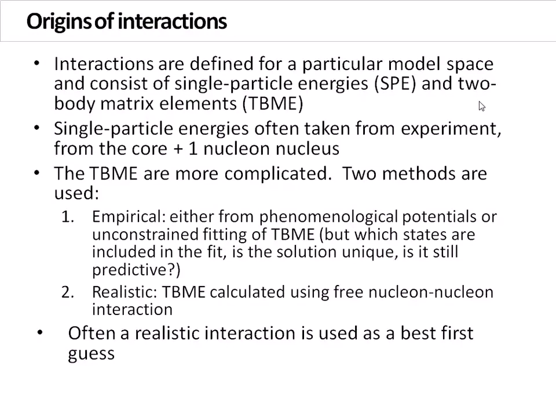There's some question whether, if you're fitting them in this way, it's still predictive to do a shell model calculation. But it depends which nuclei you're fitting and how you're generating the interaction. Or there are more realistic methods where the two-body matrix elements are calculated using a free nucleon-nucleon interaction. But again, they can be used as a starting point for some degree of fitting to get better agreement with experiment. And as I say, often a realistic guess is used as the best guess to start with.